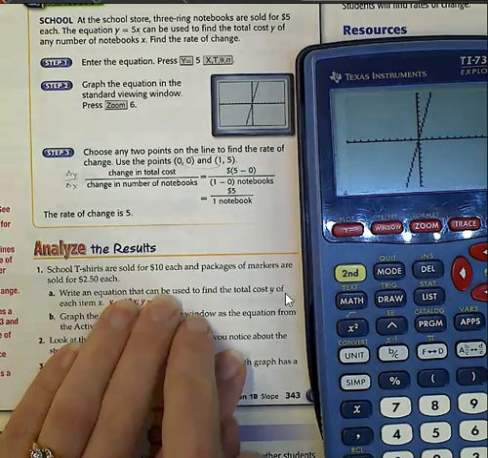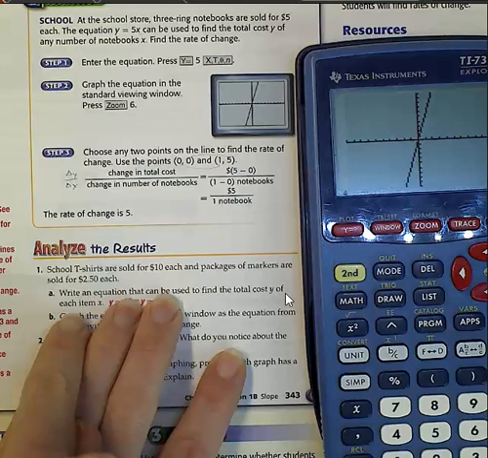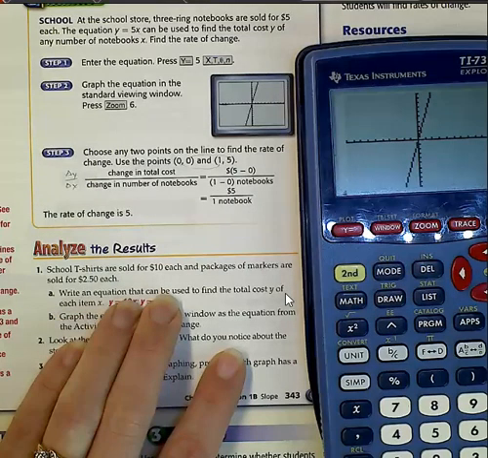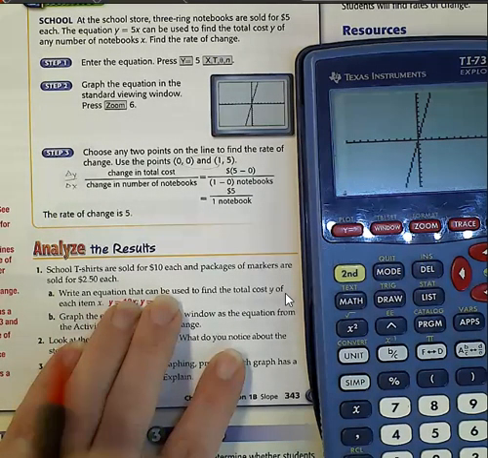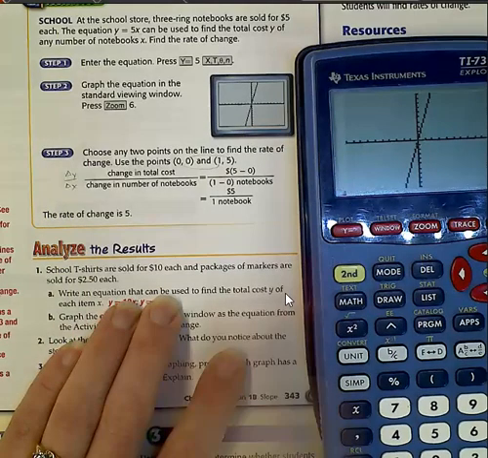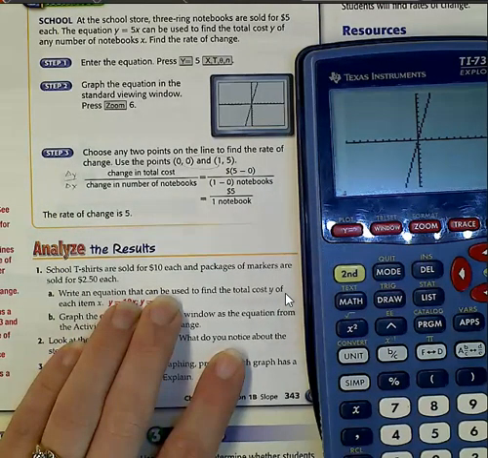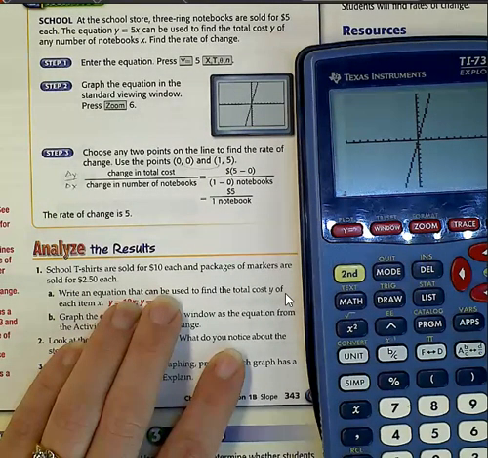Write an equation that can be used to find the total cost y for each item x. And so on your paper, you're going to have to do two things. You have to label them differently, but we're using x and y for each one because on the calculator, it only understands x's and y's. And whatever's independent has to be x. Whatever's dependent has to be y.